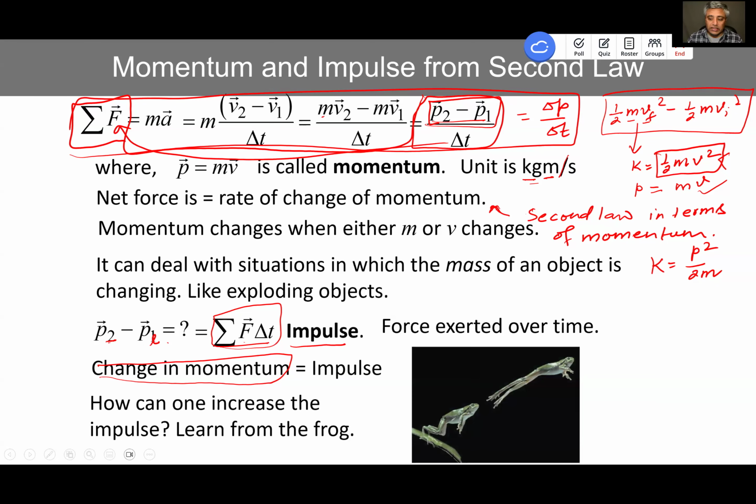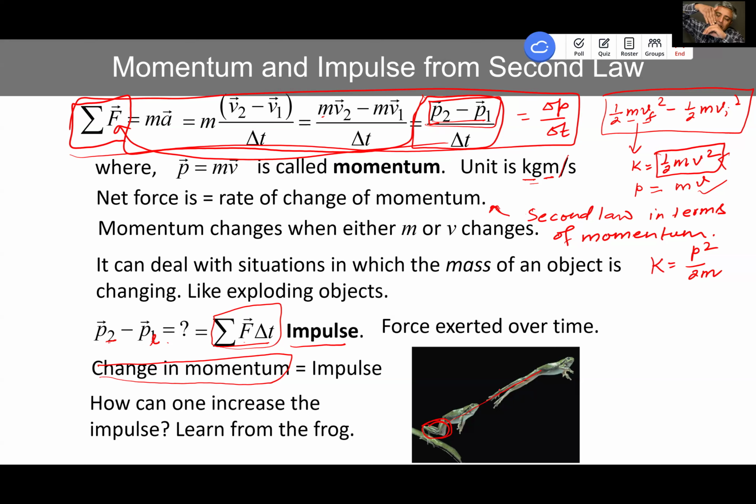A frog jumping off from a branch or maybe even just a leaf. Okay, so what do you see here? The frog goes from folded legs to a straight leg while leaving the branch. So what's happening here? Going from folded to straight takes some time.